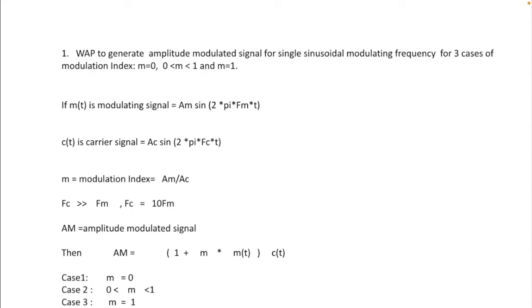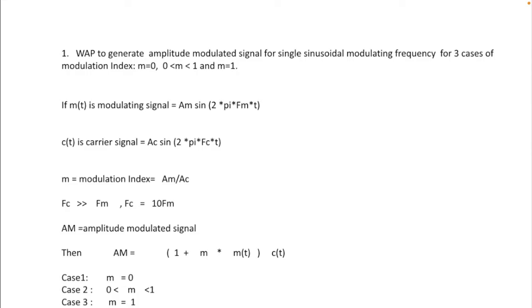So we all know that the modulating signal, the instantaneous value, is equal to Am sine omega m t. Omega m is 2 pi fm. Am is the maximum amplitude, fm is the frequency of the modulating signal, m(t) is your instantaneous voltage of the modulating signal. Similarly, the carrier c(t) is equal to Ac sine omega c t. Ac is your maximum amplitude and fc is the frequency. m is the modulation index, the ratio of Am to Ac.